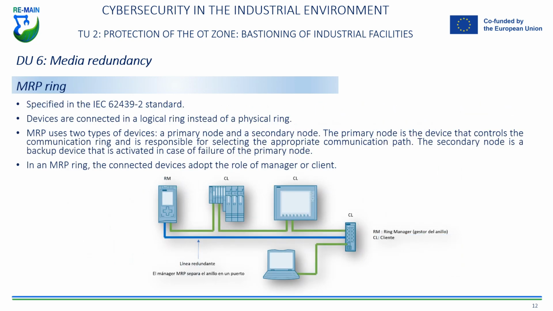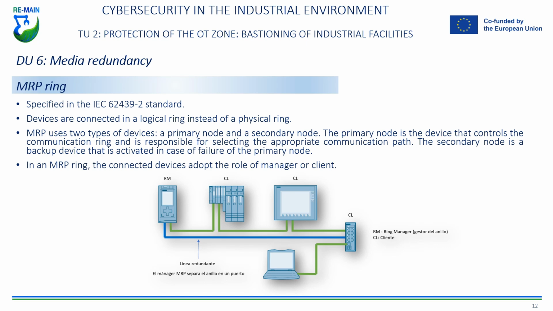The MRP protocol is an open standard, which is specified in the IEC 62439-2 standard. It can be used with various communication media such as fiber optic rings, copper rings, wireless networks, and other media. MRP works by creating a communication ring between devices on the network. The devices are connected in a logical ring instead of a physical ring, which means that the devices can be connected in any topology that fits the application requirements.